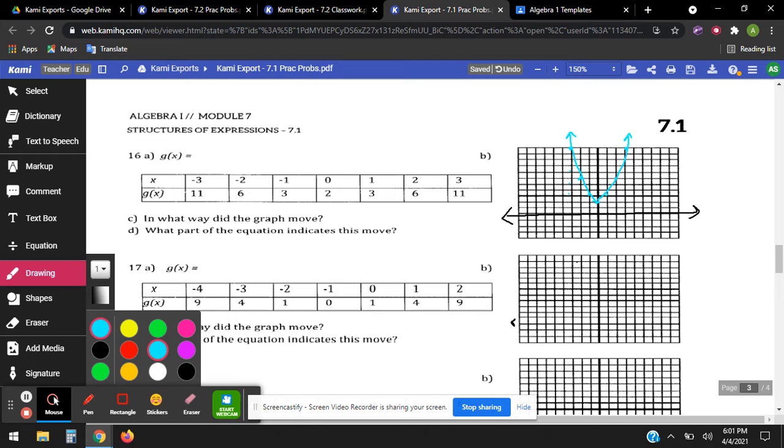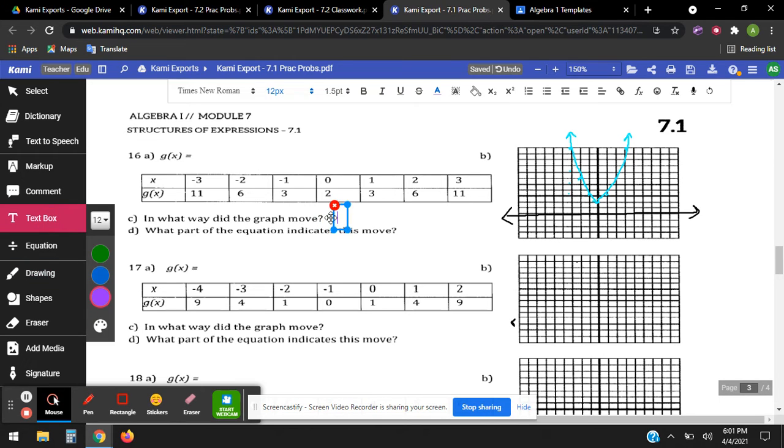If I think about it, 9 plus 2 is 11. 4 plus 2 is 6. 1 plus 2 is 3. So in what way did the graph move? It moved up 2. And so when I do my equation, I still have my x squared. Only this time, I added 2 to each one. And so what part of the equation talks about this? The +2 at the end.